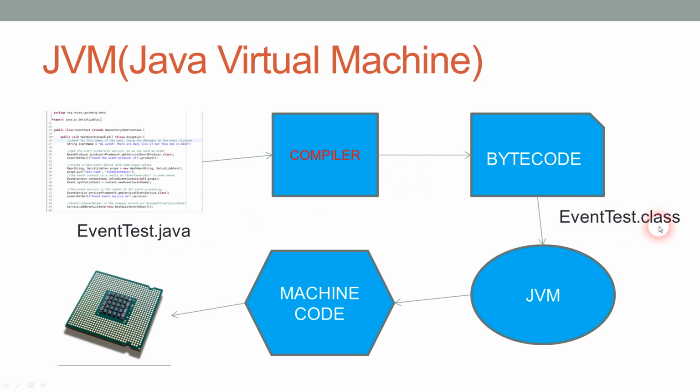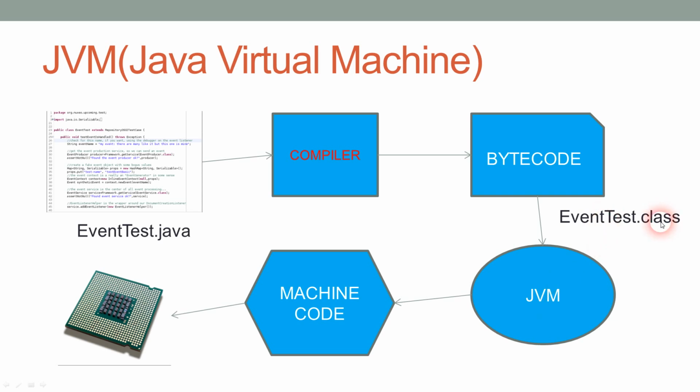This bytecode is platform independent. Now this class file I can distribute to anyone who has a JVM. The JVM is platform dependent. It depends on the operating system, and it depends on the processor. Because the operating system depends on the processor too, the JVM is platform dependent. It comes in a different version for each operating system.